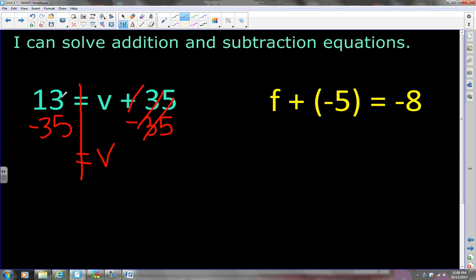Let's go stop, chop, chop. Now, it's easy to see that I'm going to end up with more negatives. So when I do my canceling, I'm going to end up with negative 22.